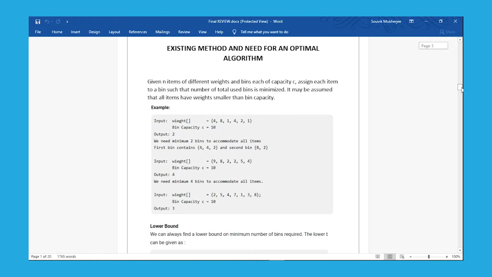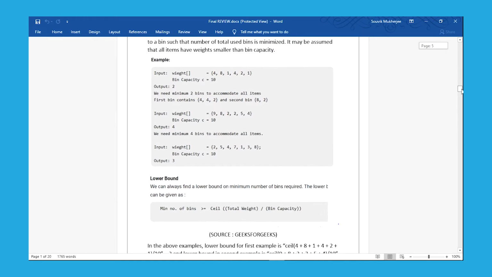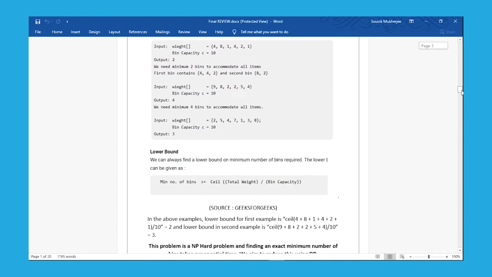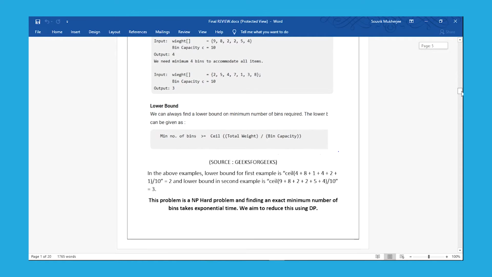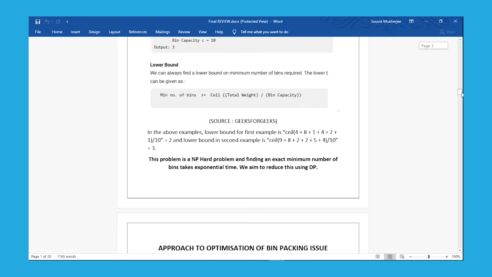The main concept we use is dynamic programming, an algorithmic technique for solving an optimization problem by breaking it down into simpler subproblems and utilizing the fact that the optimal solution to the overall problem depends upon the optimal solution of its subproblems. Hence DP is used here.